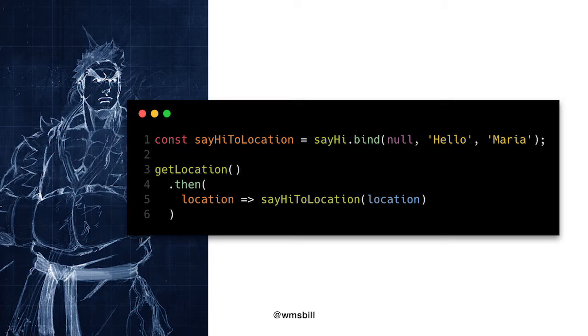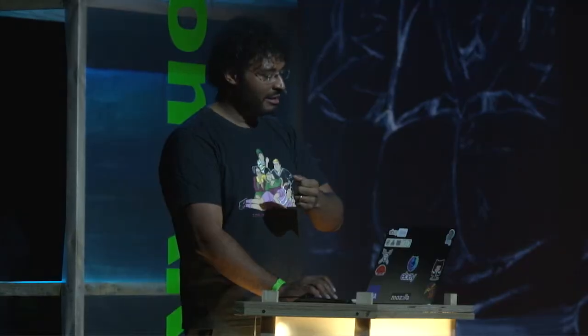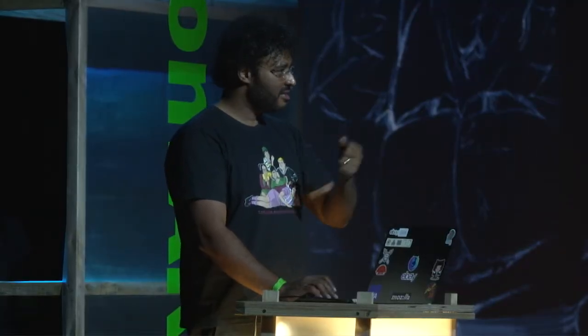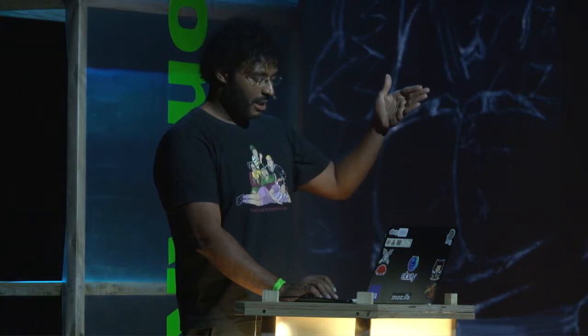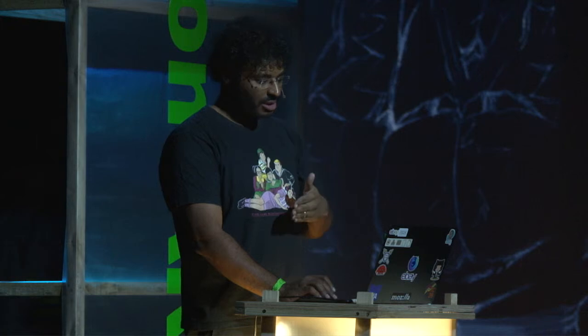But there is a problem with this, because what if I have just the greeting and the location, which are the first and the last parameters, beforehand? How can I bind just the first and the last one? I cannot do this with Function.bind, because it just binds from left to right in order without skipping any parameters.